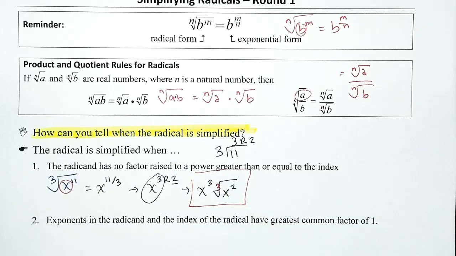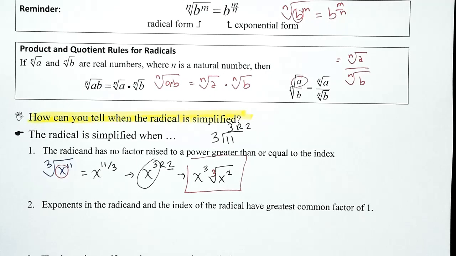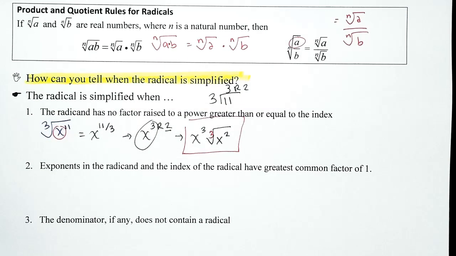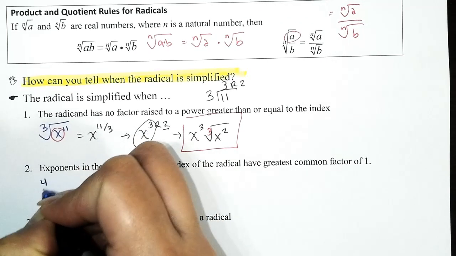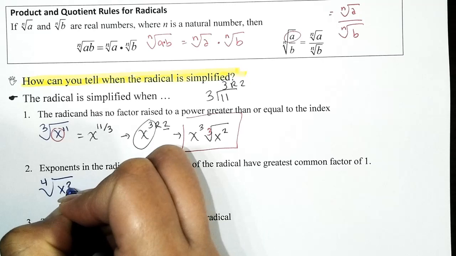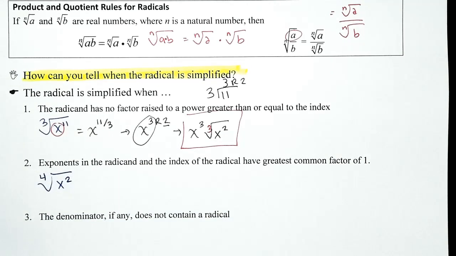Now, what are other things to watch out for to ensure that our radical is simplified? It says the exponent in the radicand and the index of the radical have greatest common factor of 1. Okay, too many words. So let me write down the problem, and then I'll break it down for you. The example will be the 4th root of x squared.